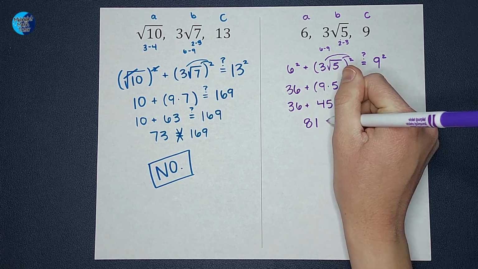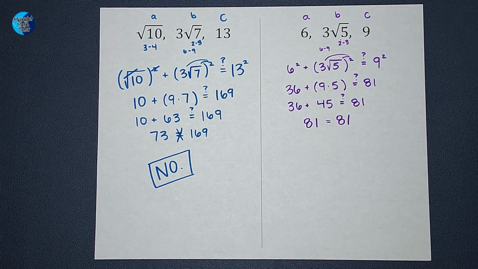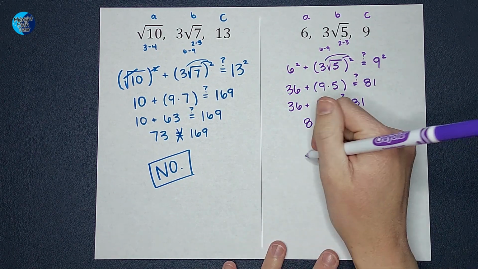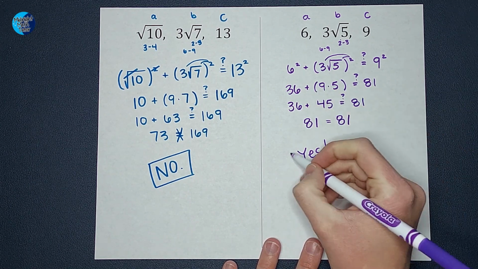And when I add 36 and 45, guess what I get? 81. So I end up with 81 equals 81, which is definitely true, which means these 3 numbers could be the sides of a right triangle. So are they a Pythagorean triple? Yes.